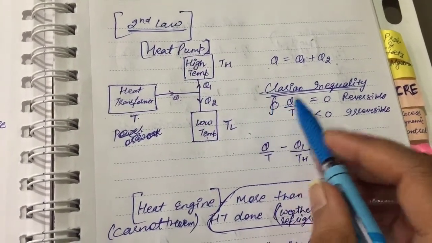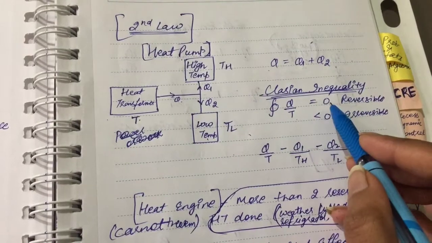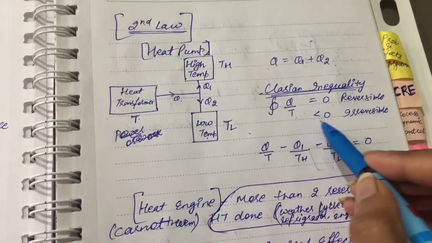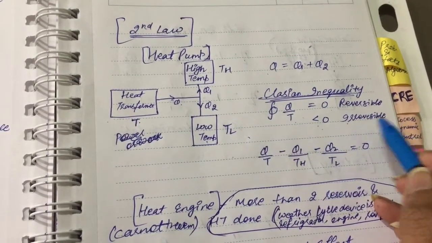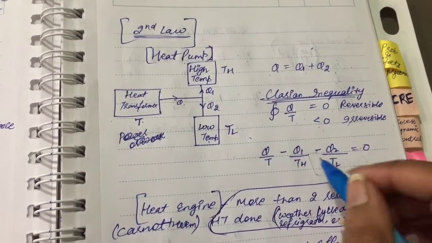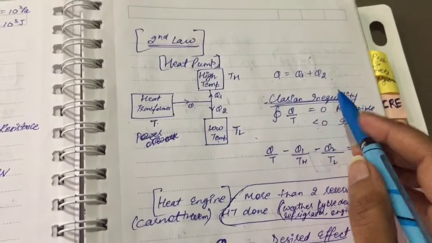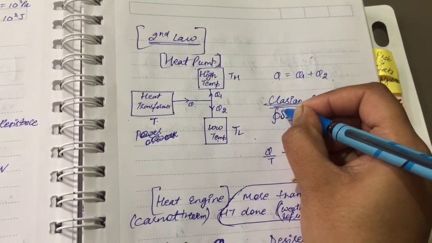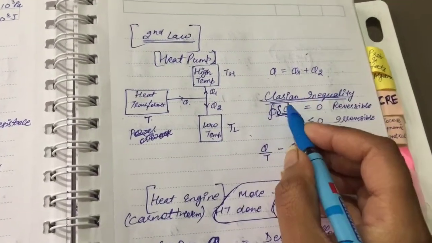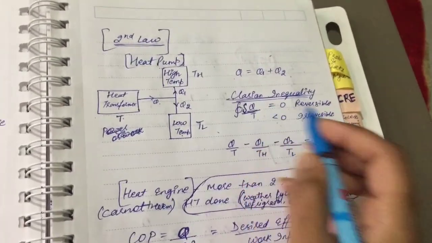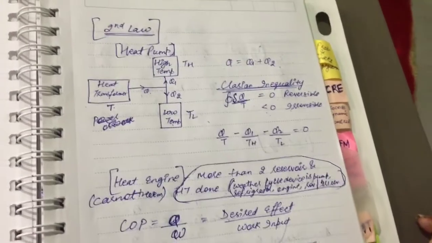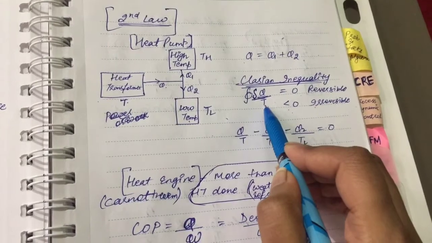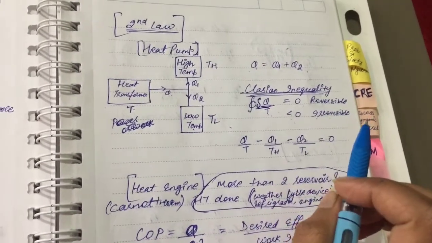So it states that the cyclic integral of δQ by T is equal to 0 if it is reversible, and less than 0 when it is irreversible. Here δQ is basically heat transfer at a part of system boundary during a portion of cycle, and T is our absolute temperature at the boundary part.